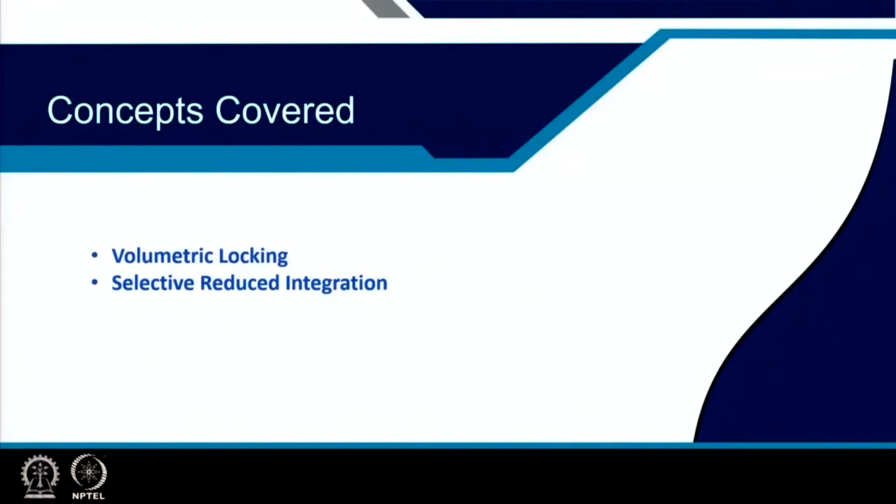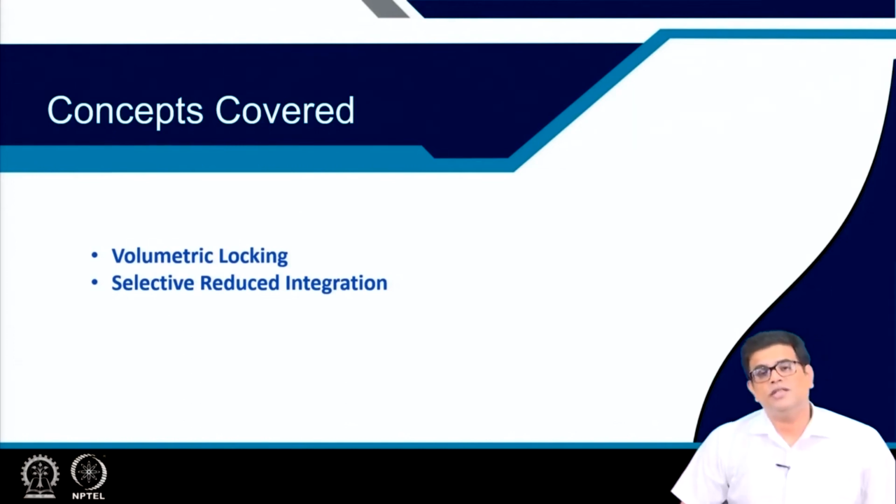What I wanted to discuss is, first, what volumetric locking is, and then what the problem associated with it is. I will try to explain it from a matrix point of view, instead of giving its mathematical background. Then we'll consider the selective reduced integration technique, which we have already learned in the previous lectures.